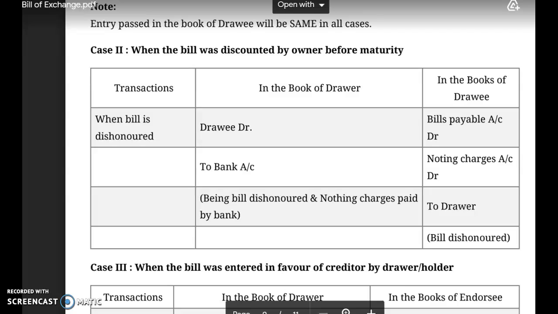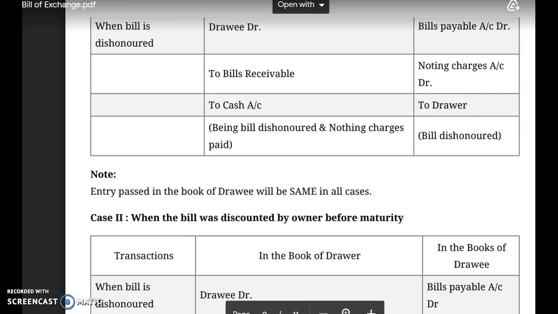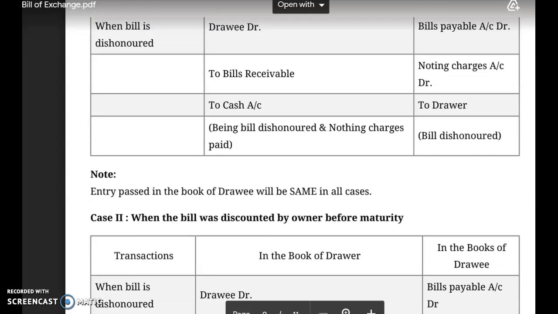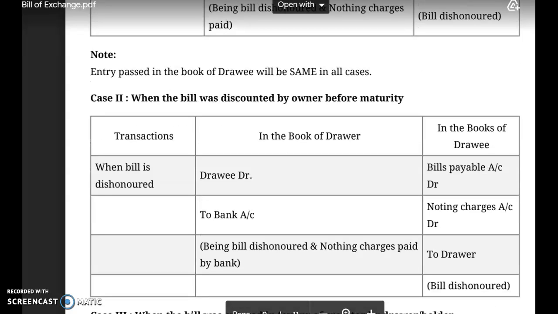So in the books of the drawer, entry will be drawee account debit to bank account with the gross or total amount. See the narration: being bill dishonored and noting charges paid by the bank. Now in the first case, see here, in the books of the drawer we credited the cash account for noting charges because the drawer is paying. But in the second case, the drawer is not making the payment of noting charges. It is paid by the bank. But the drawer is responsible to make the total payment to the bank including the noting charges. So he will recover from the drawee. Drawee's account debit to bank account with the total amount of the bill as well as noting charges.